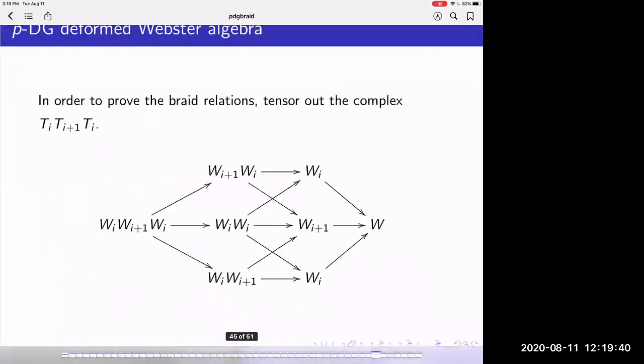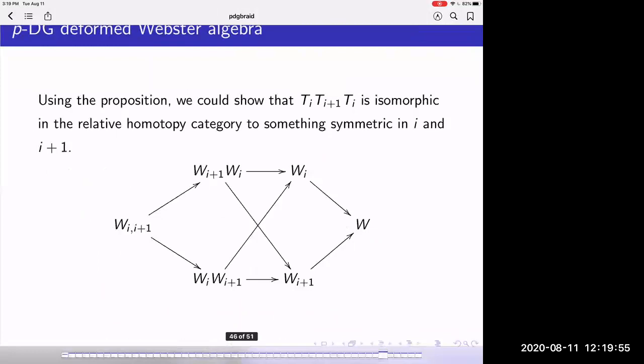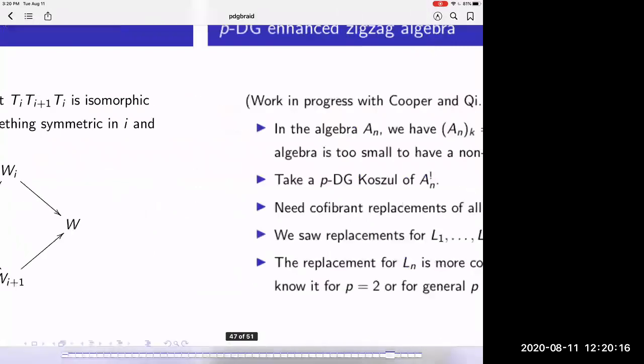And so then, if you wanted to prove the braid group relations, one tensors out the Ti plus 1 Ti, you get this kind of cube, and using that exact sequence, you reduce that cube slowly to a cube which looks like this, and one notices that this complex is now symmetric in I and I plus 1. And so that proves that Ti plus 1 Ti Ti plus 1 is isomorphic to Ti Ti plus 1 Ti. Okay.